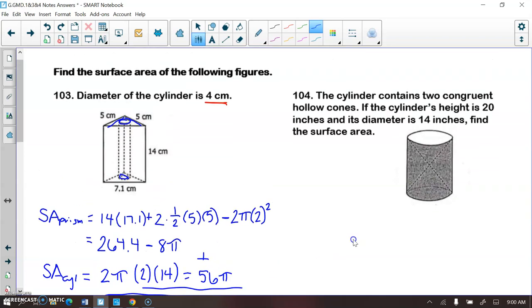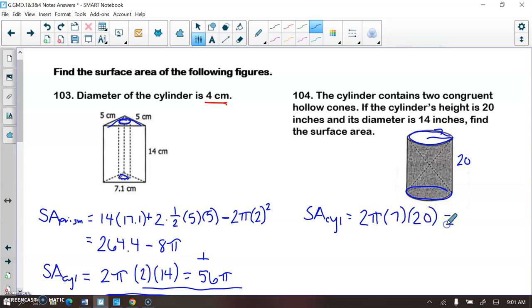Okay, same thing for the next one. We're just finding the surface area. We have a cylinder that contains 2 congruent hollow cones, and if the cylinder's height is 20 and its diameter is 14, meaning that the radius would be 7, we're going to find the surface area. So on the cylinder, we can't touch these 2 bases because there's 2 hollow portions there. So we're just going to find the lateral area of the cylinder. So the lateral area would be 2 pi times my radius of 7 times my height of 20.